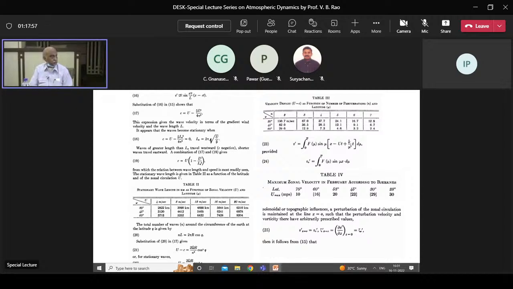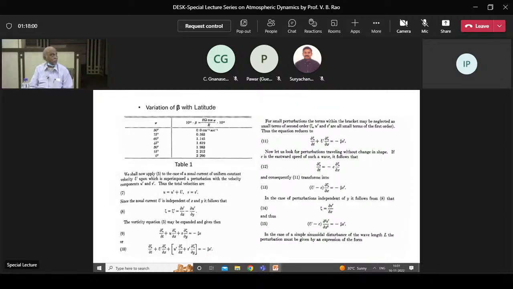Beta, the value of beta is shown. This table is a pattern to defend the beta plane approximation, taking f constant, beta constant. It was all calculated from 90 degrees to zero. Beta, you all know now, how much is beta?